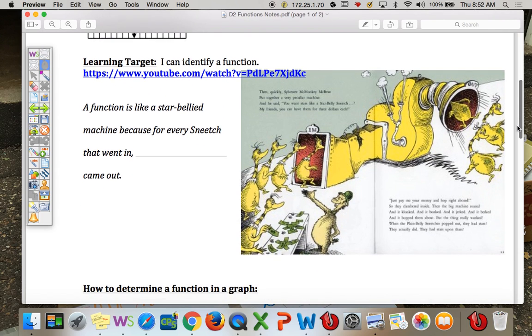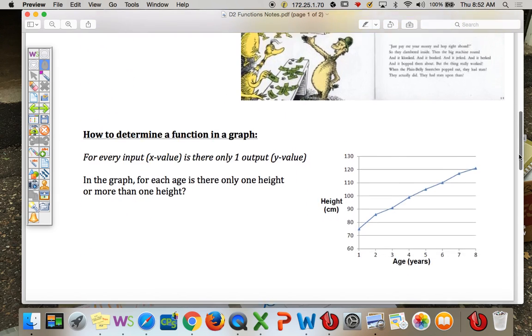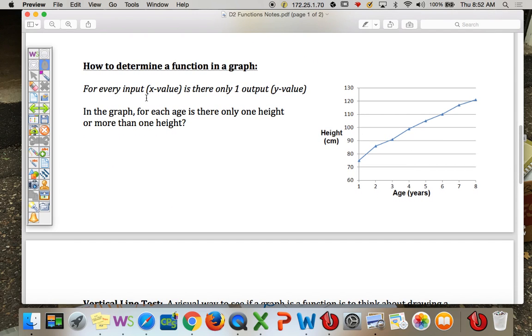We watch the video because a function is like a star-bellied machine, because for every Sneetch that went in, only one came out. So what is a function? A function is for every input or x value, there's only one output or y value.